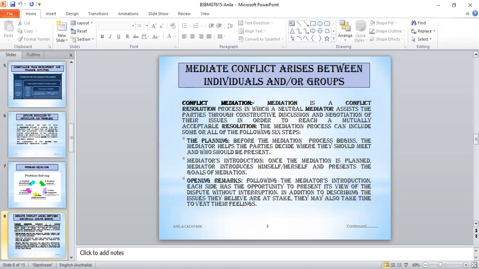And then is opening remark. Following the mediator's introduction, each side has the opportunity to present its view of the dispute without interruption. In addition to describing the issues they believe are at stake, they may also take time to vent their feelings.